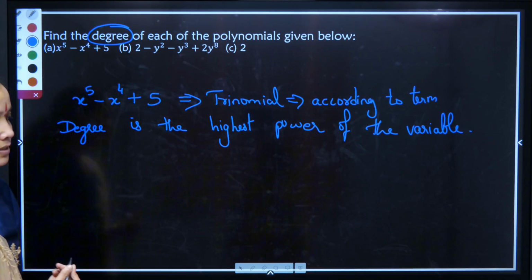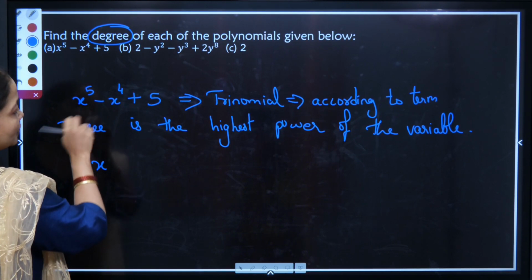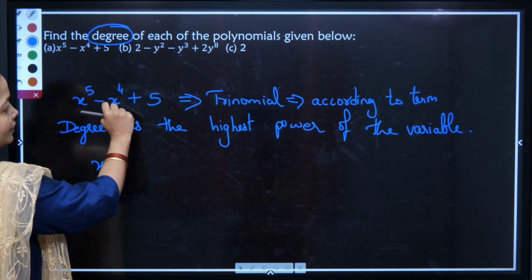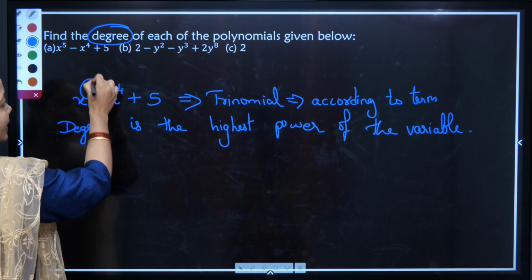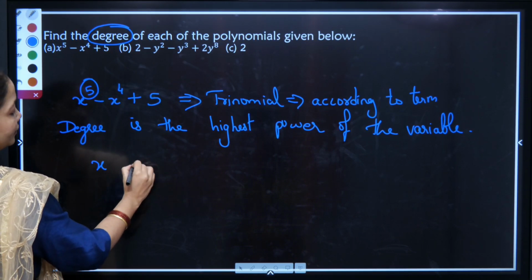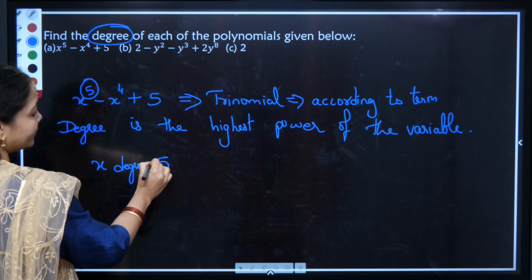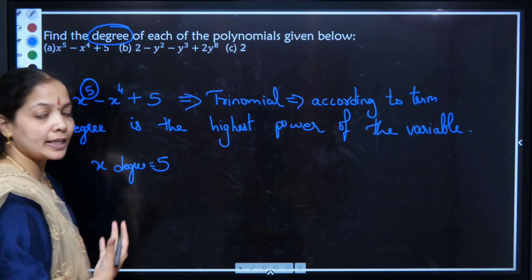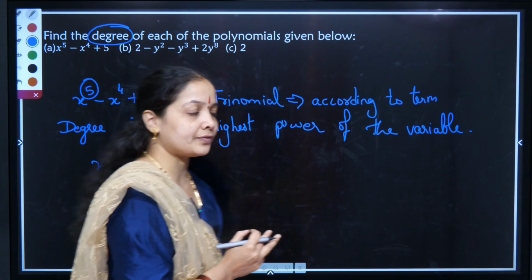First analyze what the variable is. In the whole expression, the variable is x. I have two positions of x. One is x power 5, the other is x power 4. I'll go for the higher order. So 5 is greater than 4. So the degree of this equation will be 5. Degree is 5. We don't have a specific name for degrees more than 4. We just call it a polynomial with degree 5.